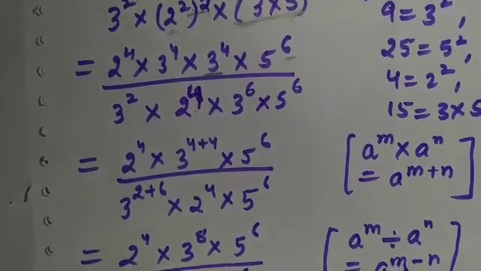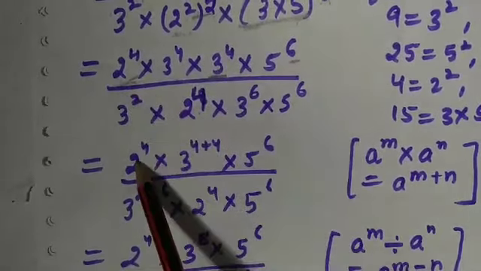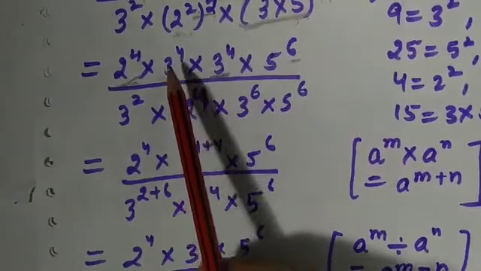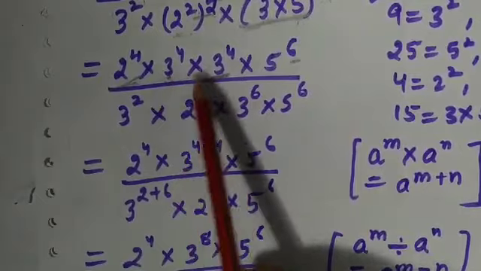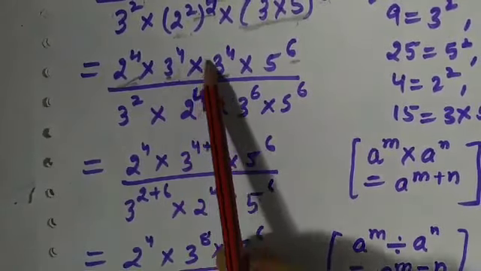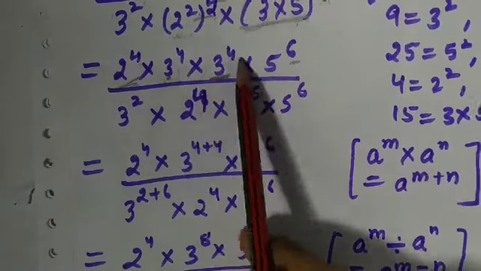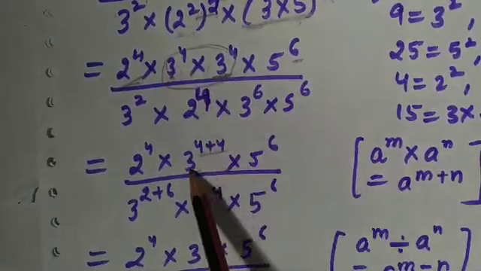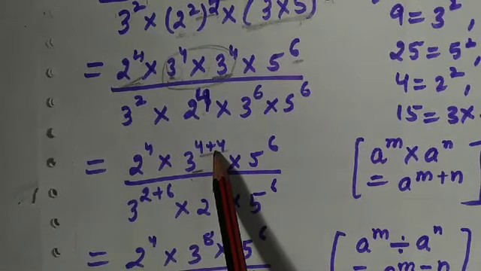Now here this remains the same. Now the bases are the same in these two numbers, with multiplication in between, so it means powers get added. These two terms, when combined, can be written as 3 raised to the power 4 plus 4.